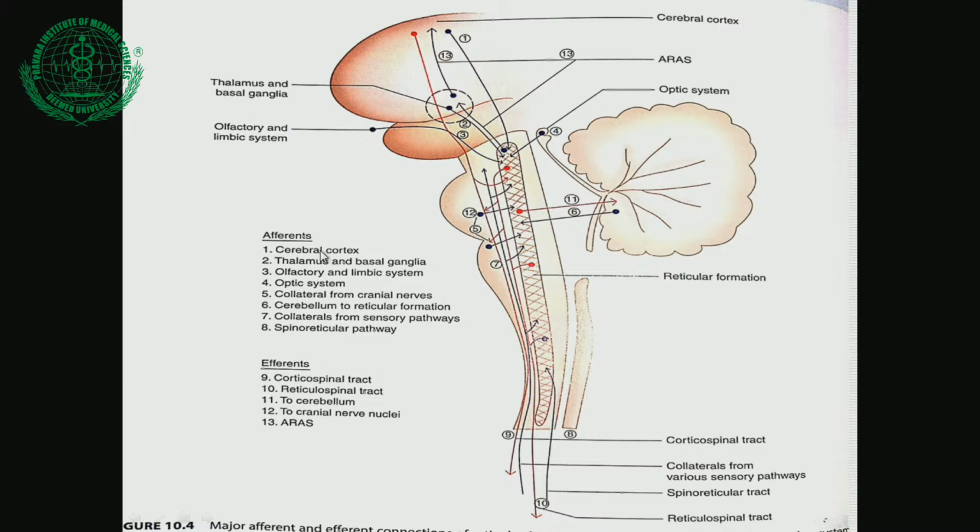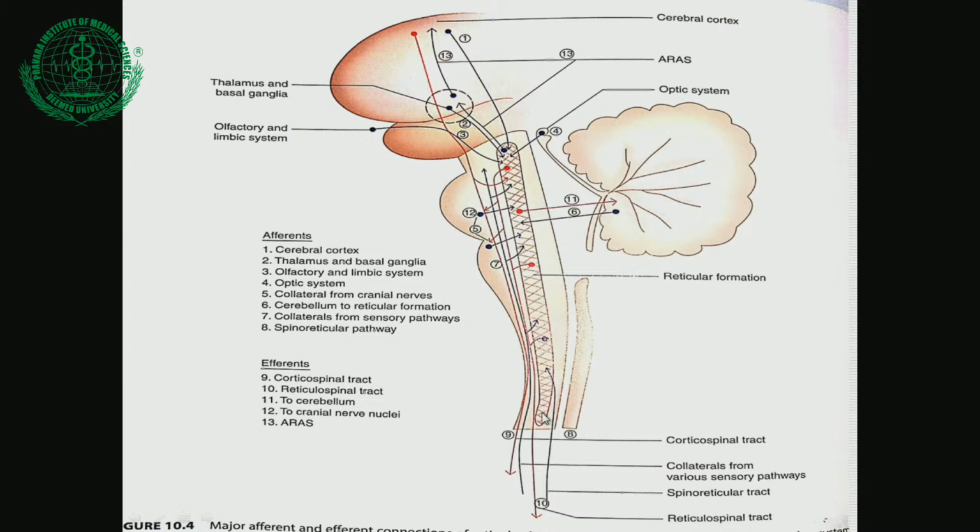So these are the afferents and efferents in one diagram. We can see all the afferents and the efferents. Number 1, cerebral cortex. Efferents coming from the thalamus and hypothalamus, number 2. Number 3, olfactory and the limbic system. Number 4, from the optic system. Number 5, collateral from the cranial nerve. Number 6, the cerebellum with reticular formation.